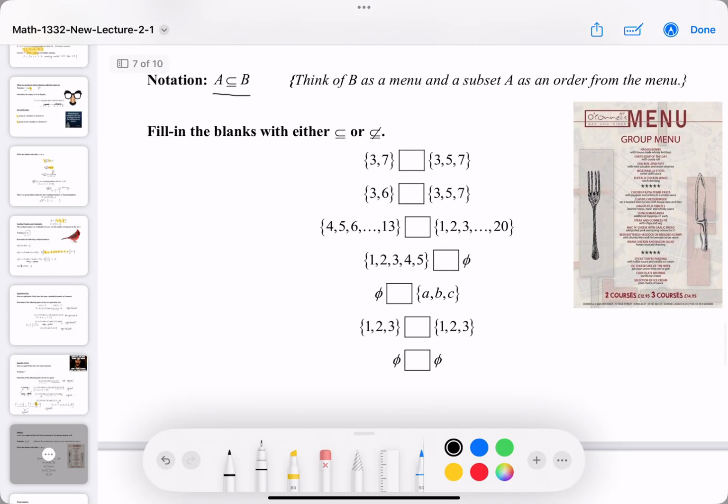Okay, the first set is 3, 7. The second set is 3, 5, 7. I see the elements in the first set, 3 and 7, also appear in the second set. That means yes, the first set is a subset of the second set.